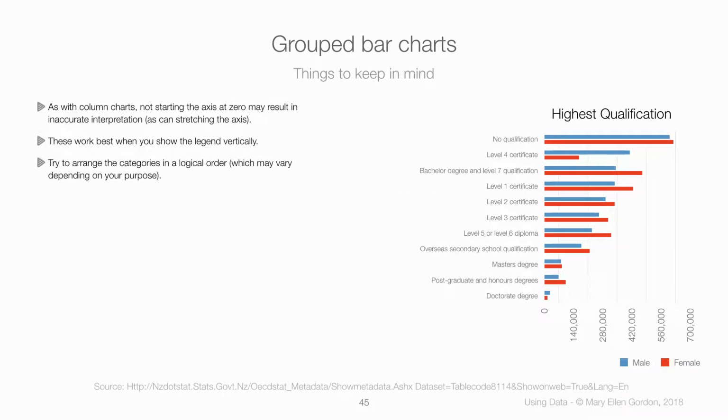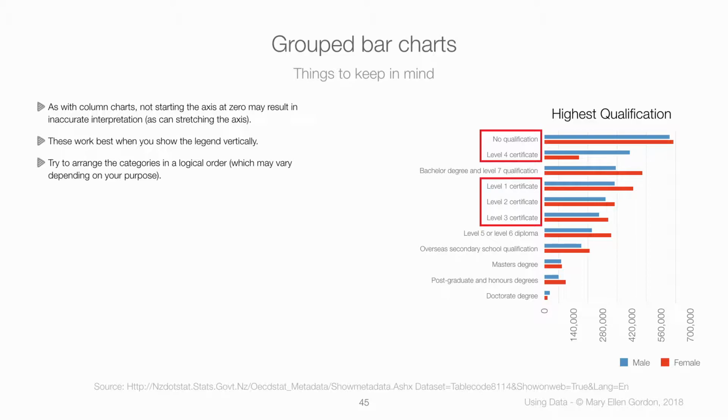Another thing to remember for this kind of chart and many others is that it's helpful to arrange the categories in a logical order if they have one. And that logical order might vary depending on your purpose. So here we've got things kind of all over the place. We've got no qualification, then level 4, and 1, 2, 3 are down here.